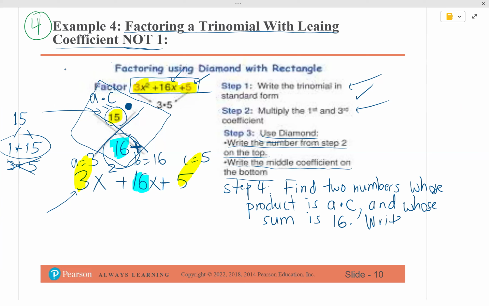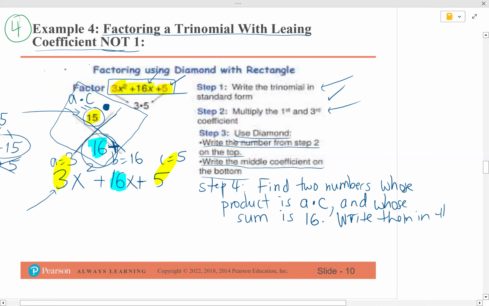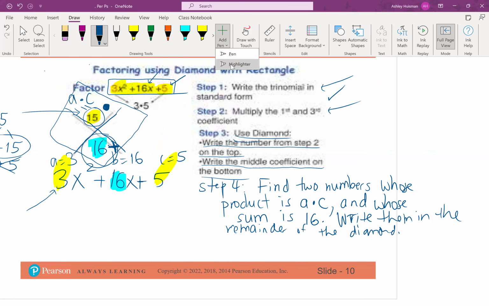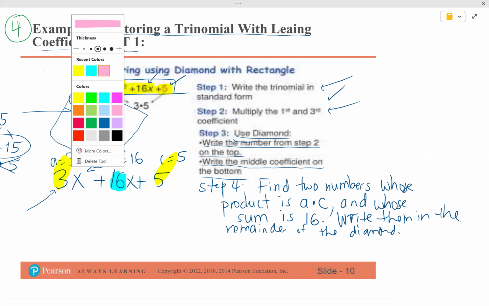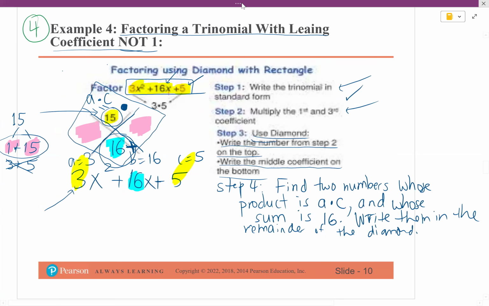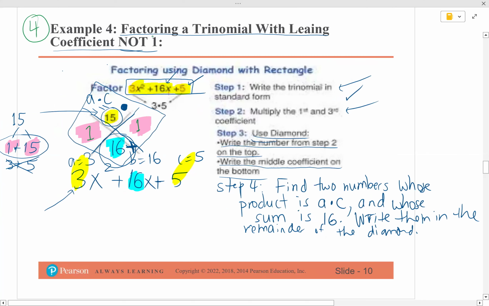Write them in the remainder of the diamond. By that I just mean there are 2 spots open in that diamond. You might as well just throw them in there. Is that a weird thing to say? So those 2 numbers I just found, 1 and 15, I'm going to put them here, just so I have all my numbers. If I was doing all this in my head, it might be too much and my brain would explode. Too many numbers running around, I need places to put them. All right, there they are.